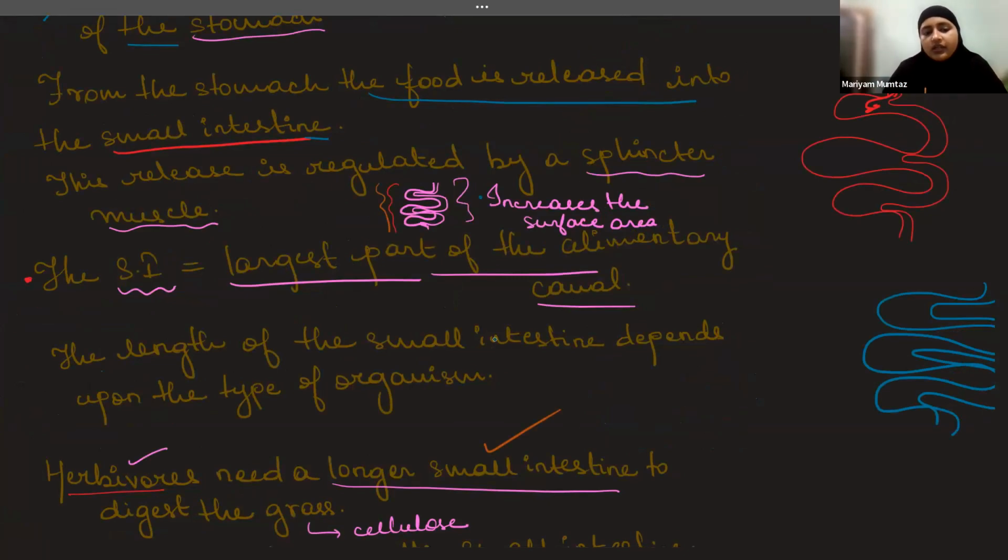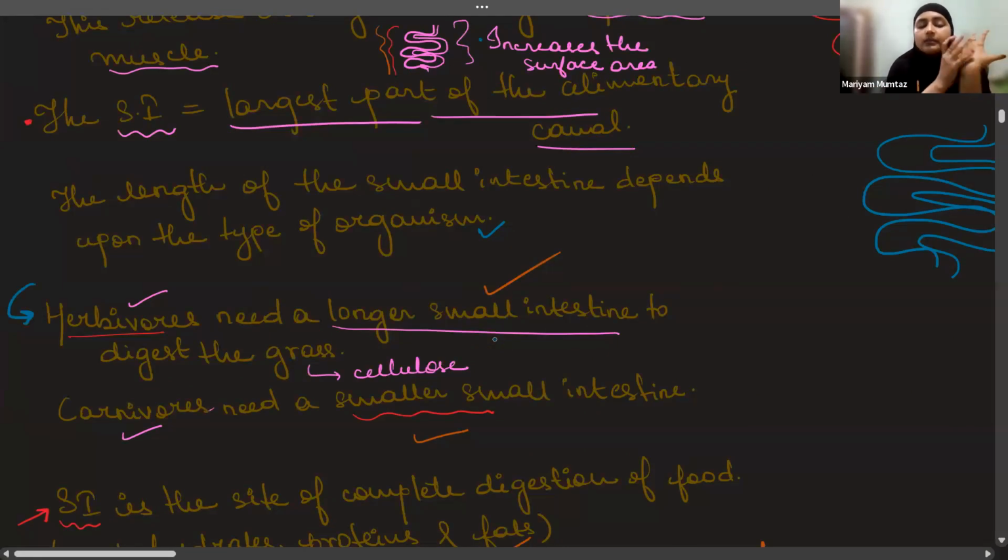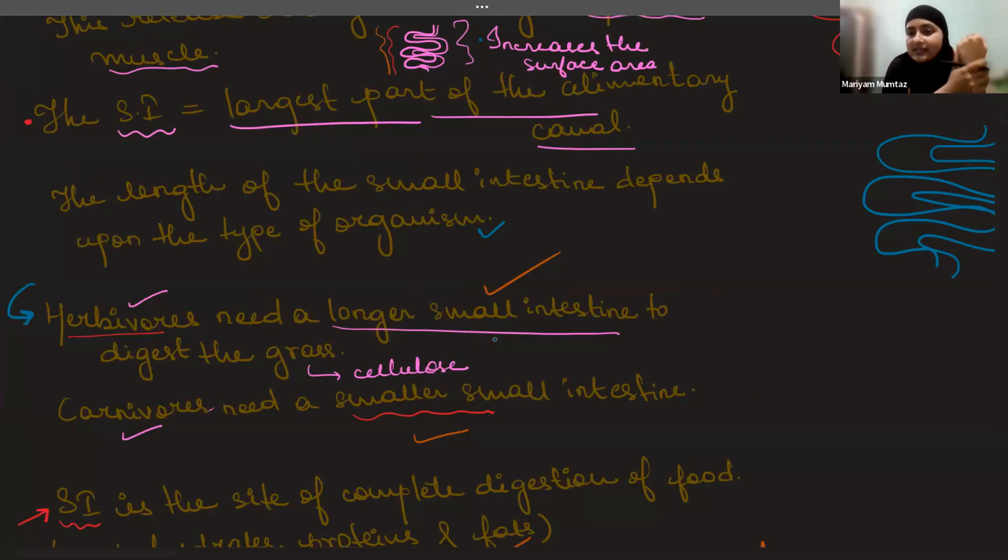Now, the length of the small intestine varies. The length of the small intestine depends upon the type of organism. For example, if we are talking about the herbivores, the organisms that just eat the plants, the grasses and everything, they would need a longer small intestine so as to digest the grass. Why? Because the grass has cellulose in it, so it takes a longer time to digest cellulose. This is the reason why herbivores, all those plant eaters, will have a longer small intestine.